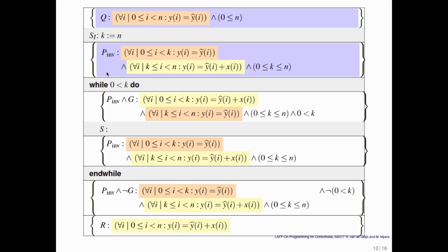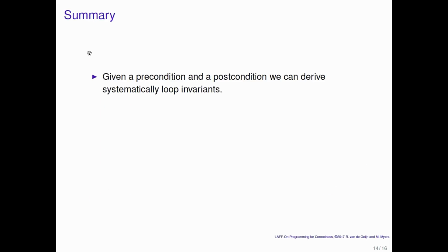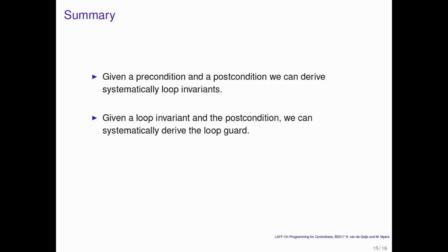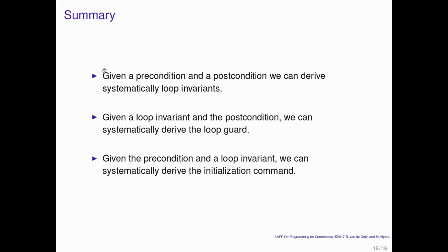And now all we need to do is to develop the loop body itself, the command S that is in the loop body. And that we will look at in the next unit. So in summary, given a precondition and a postcondition, we can systematically derive loop invariants. Given the loop invariant and the postcondition, we can systematically derive the loop guard. Given the precondition and the loop invariant, we can systematically derive the initialization command.